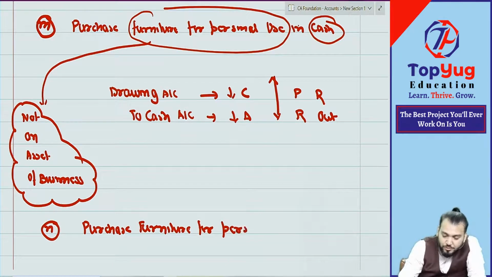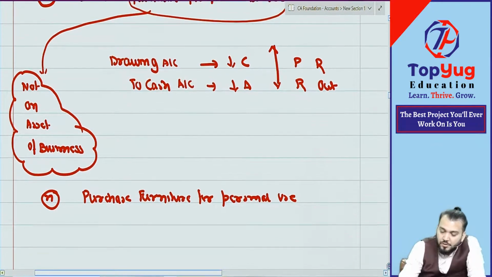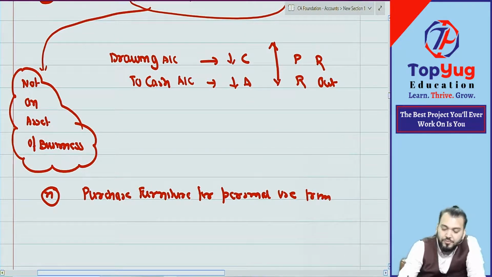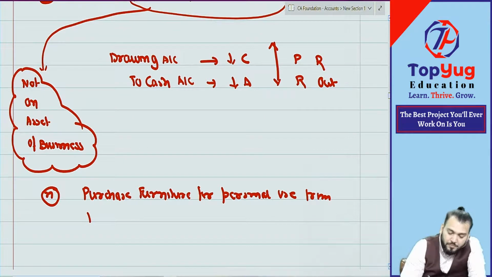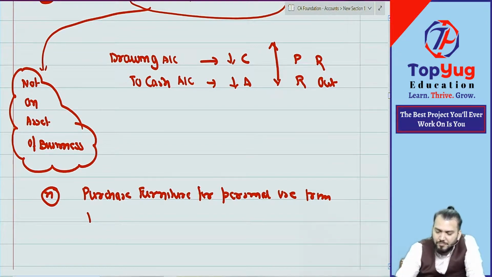For personal use from personal cash. Understood? Purchase furniture for personal use by using personal cash. I'm not able to write that down. From personal cash. Okay? Think. Do it on your own.